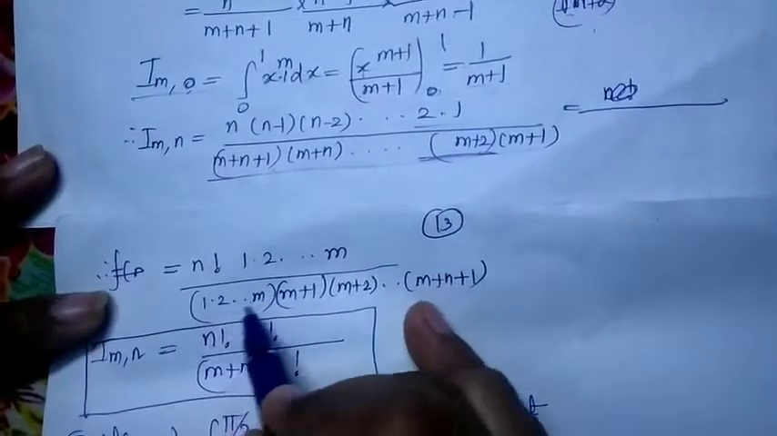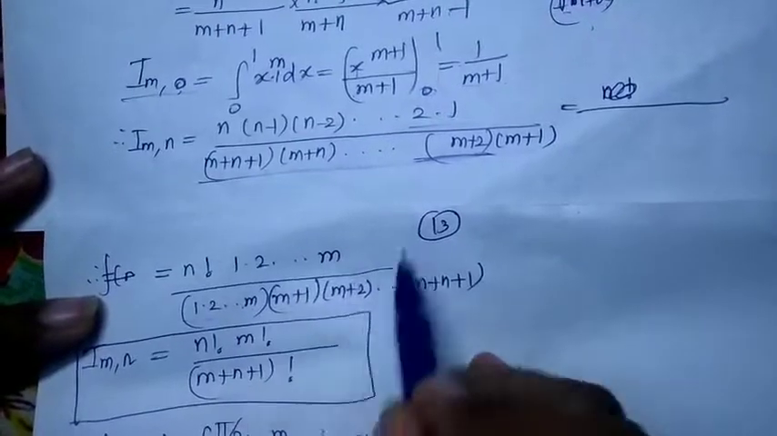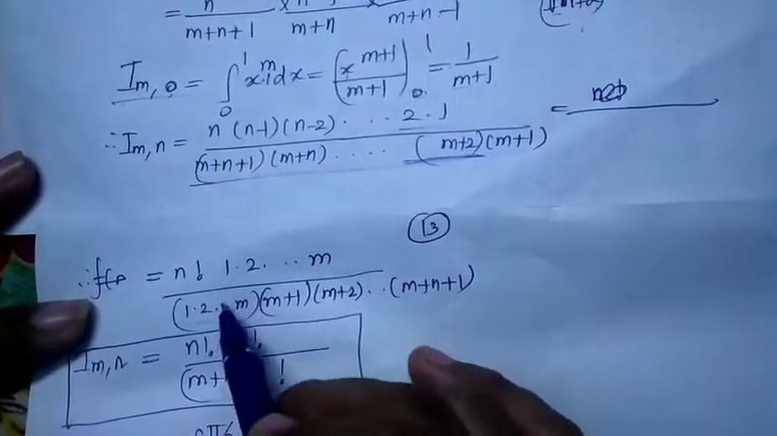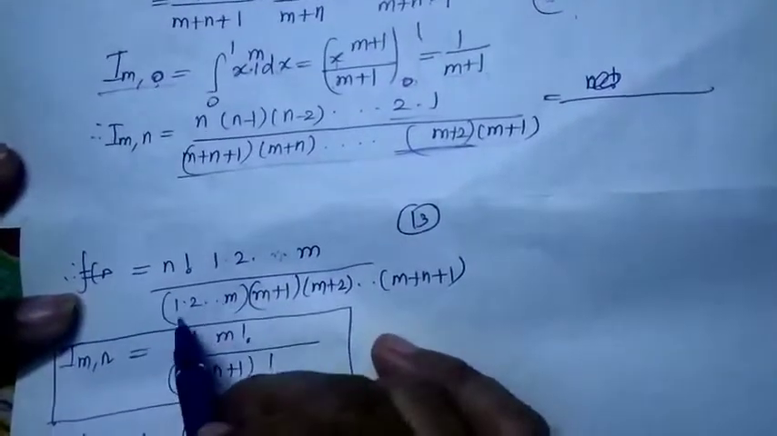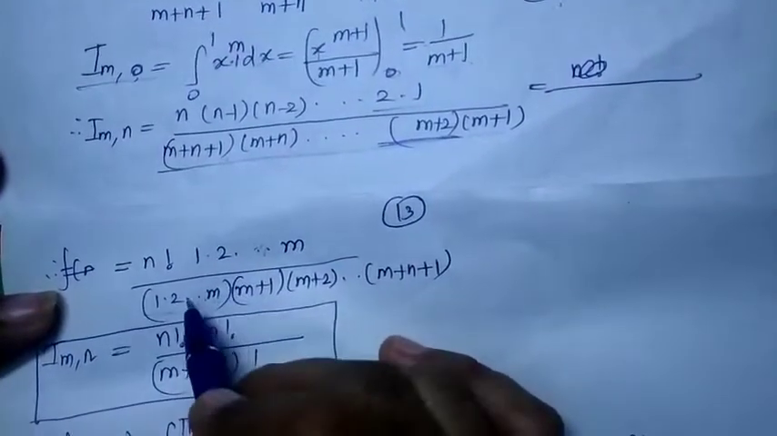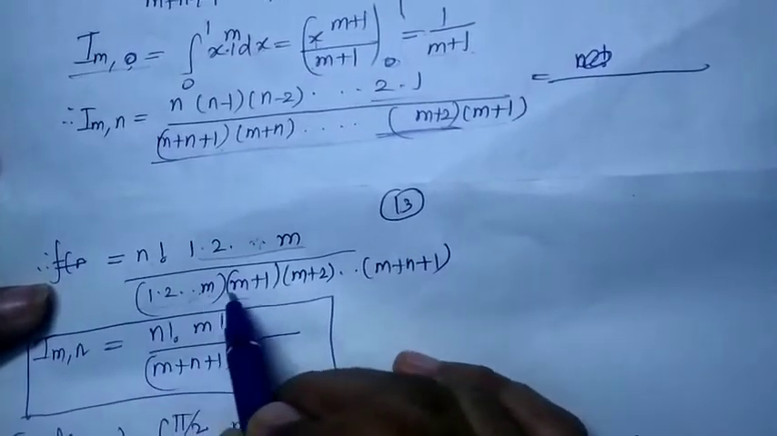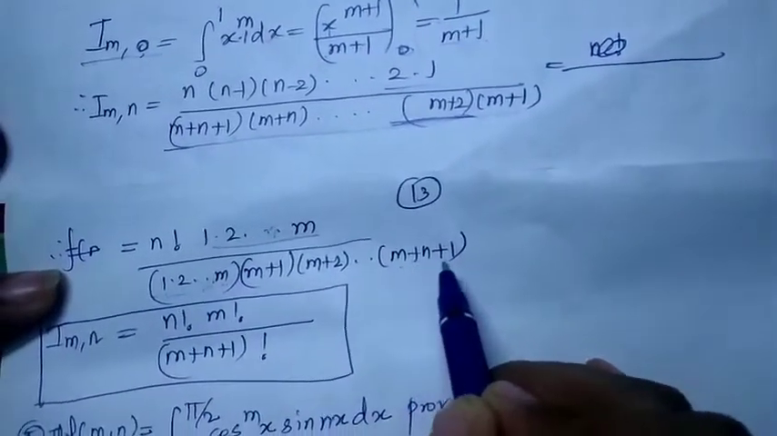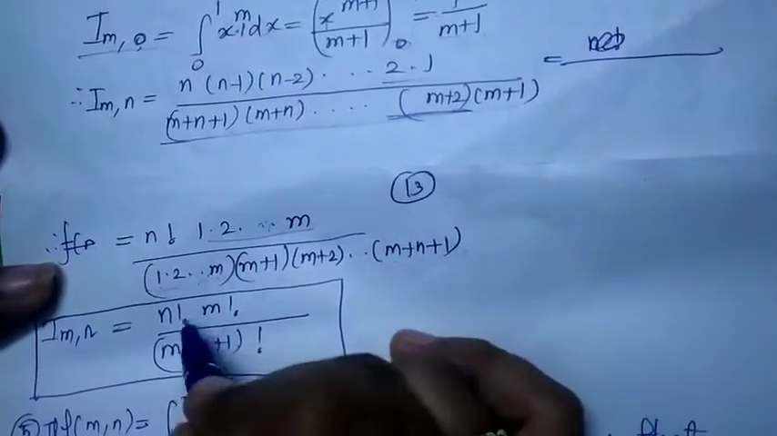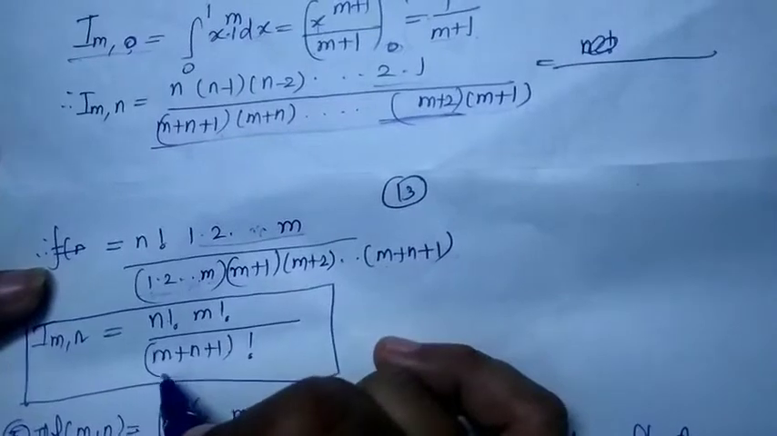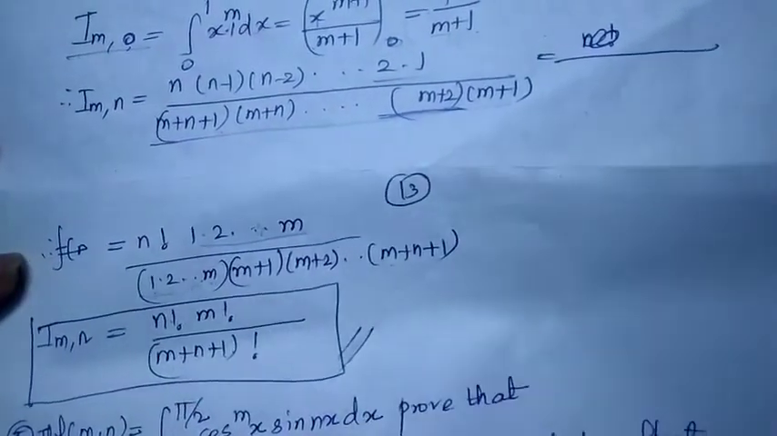If you are introducing a new value, the whole value should not be changed. So I am multiplying and dividing by the same value here, right? So 1 into 2 into m divided by 1 into 2 into m, so this is m factorial. Look at now 1 to m plus 1, m plus 2, etc., m plus n plus 1. So this is m plus n plus 1 factorial. N factorial, m factorial by m plus n plus 1 factorial. This is the answer for this problem.